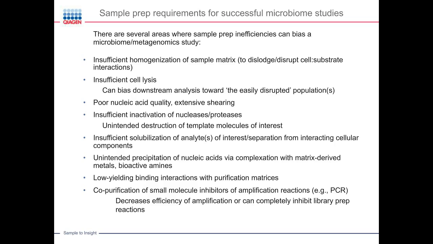Here I just listed some of the requirements you need to keep in mind when working with samples from the microbiome. First is insufficient homogenization of the sample matrix. If you're taking a tissue, like the gut, and you want to look at all the microbes in the gut, you have to make sure it is properly homogenized so that you take all the microbes out. Sometimes they lump together, so we want to make sure they are clearly separated and dislodged.